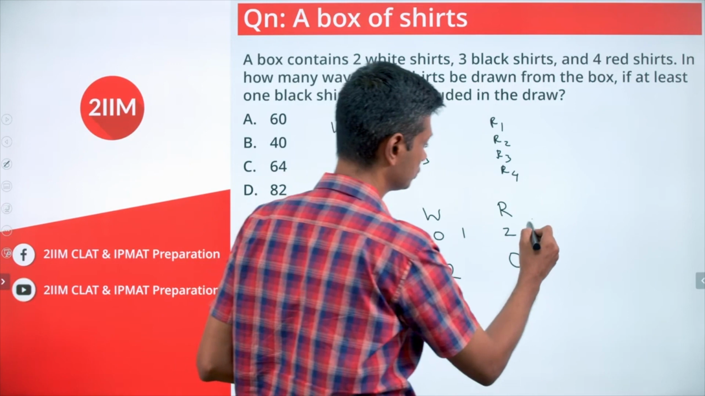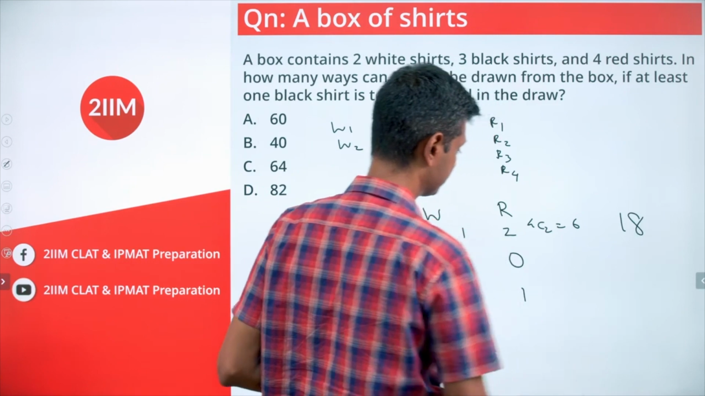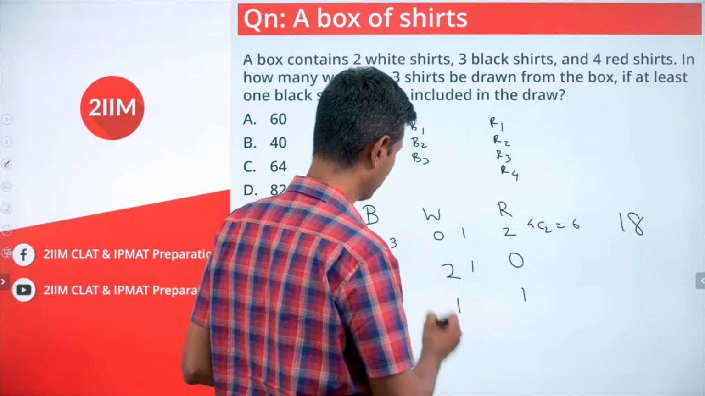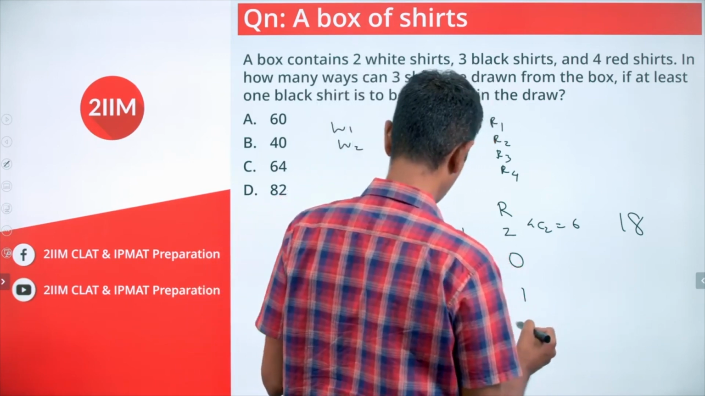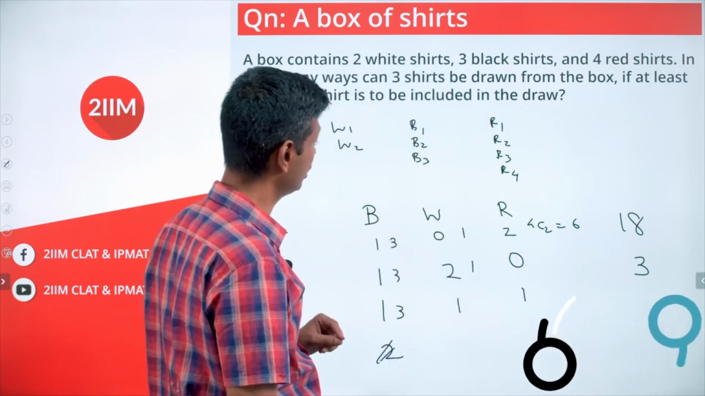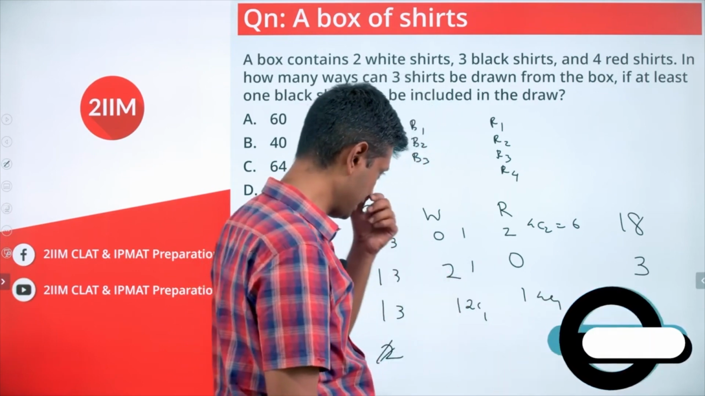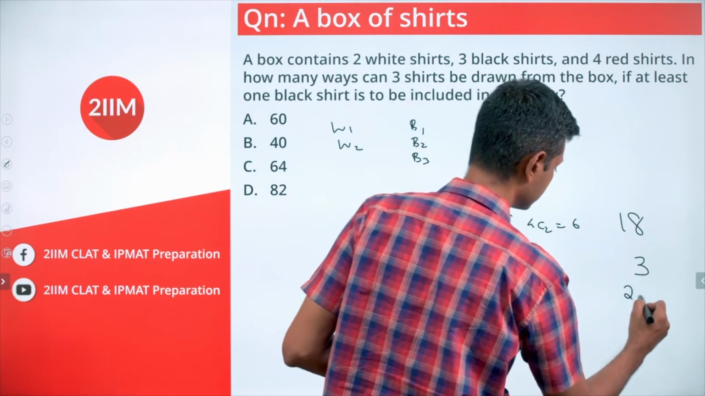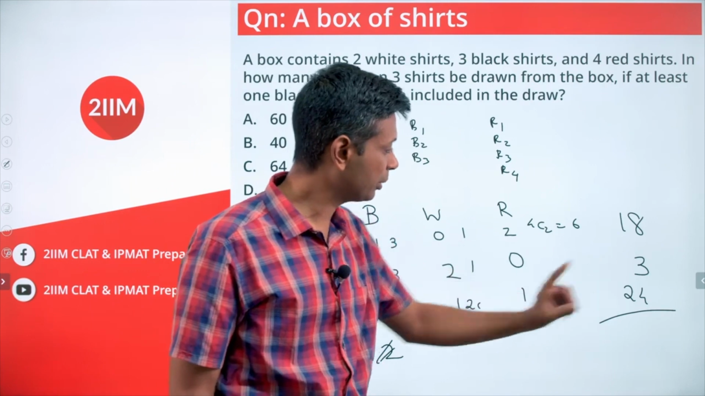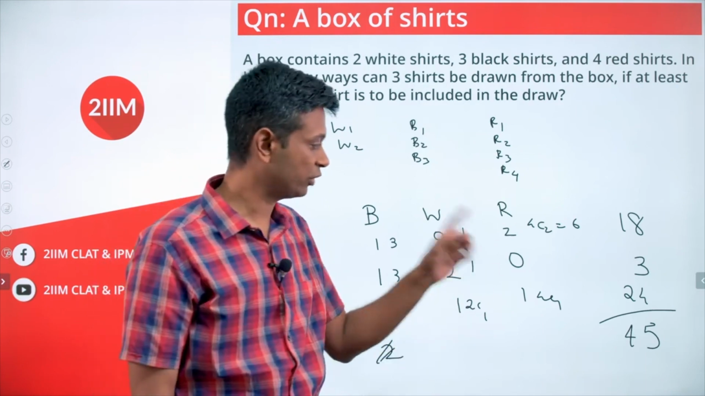Out of 4 red shirts, we select 2. This is 4C2. 4C2 is 6. So 3 into 6, 18. This can be done in 3 ways. Out of 2 white shirts, we select both. It can be done in only 1 way. 3 into 1. 3 ways of doing this. 3 ways of selecting the black shirt. This is 2C1 into 4C1. 2 into 4, 8. 8 into 3, 24. When you're selecting 1 black shirt, 18 plus 3, 21. 21 plus 24, 45. 1 black shirt, there are 45 ways of doing this.